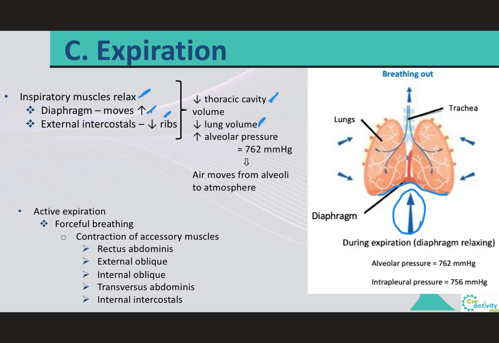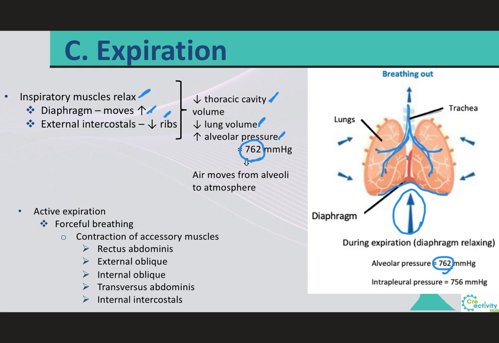And in turn, the alveolar pressure will increase to about 762 millimeters of mercury. And this means that the air will be able to flow from the area of higher pressure in the alveoli to the area of lower pressure in the atmosphere. And during this normal breathing, no muscles will help with this, because what's occurring is just a relaxation of the two muscles that help with inspiration, which again are the diaphragm and the external intercostals.